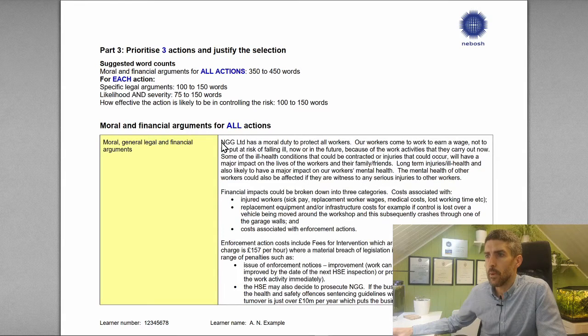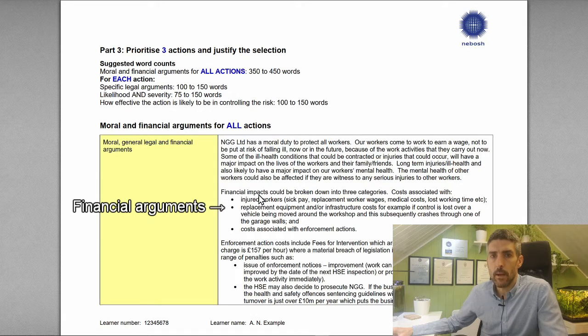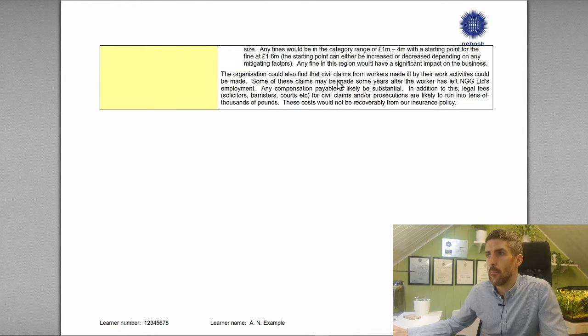So this first bit is the moral argument. So NGG Limited has a moral duty to protect all workers. Our workers come to work to earn a wage, not to be put at risk of falling ill now or in the future. So moral argument. And the paragraph goes on along that same vein in terms of the moral arguments. Then they talk about financial impact, so making persuasive financial arguments. And then this 3rd paragraph is the general legal argument, so enforcement action, issue of enforcement notices, the fact that the HSE may decide to prosecute, civil claims as well.